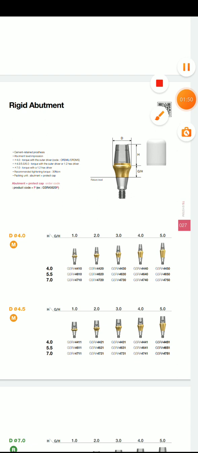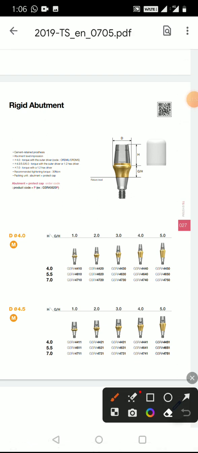For a rigid abutment, this much area is fixed with the implant screw. The gingival height is basically the area that is covered with your marginal gingiva, from the crest of the alveolar bone till the gingiva. That is your gingival height. Here H denotes the length of the abutment that will be visible in the oral cavity. And D here is the diameter, that is the maximum circumferential area from the broadest part of the rigid abutment.